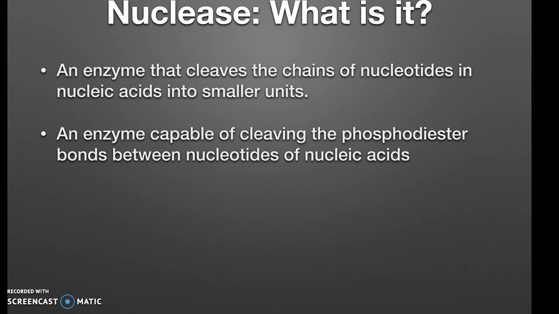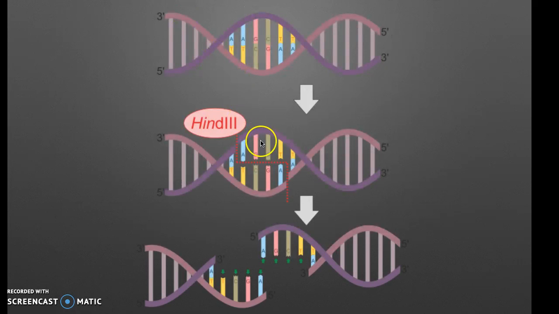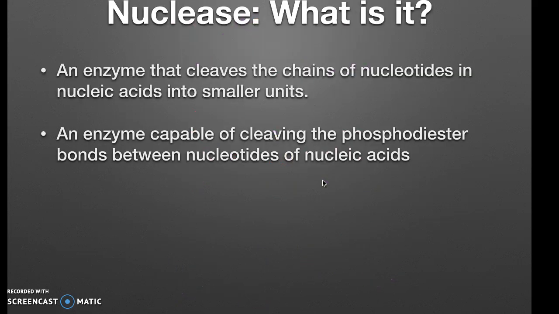Nuclease is an enzyme that goes into DNA and cleaves the chains of nucleotides in nucleic acid into smaller units. That is what we see here happening in the center of these DNAs. Once it's complete, in the middle is when it's starting to go in the nucleo, and on the last one is when it is separating it into smaller pieces. A nuclease is an enzyme that's capable of cleaving the phosphodiester bonds between nucleotides and nucleic acids, as we saw in the illustration prior.